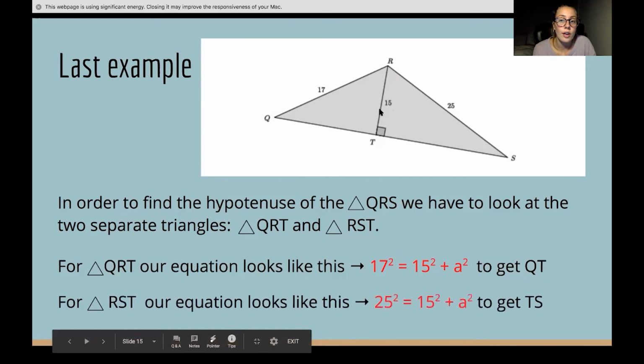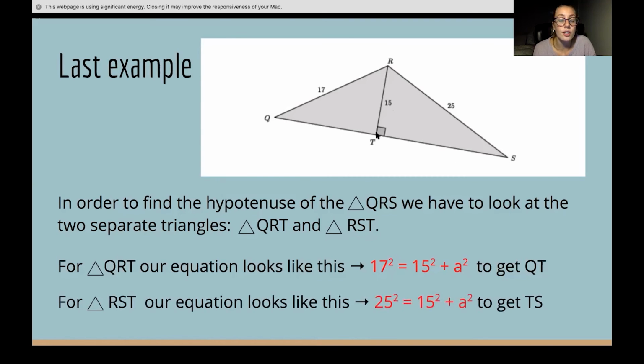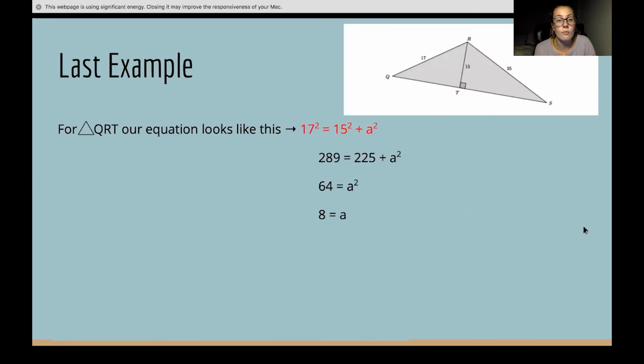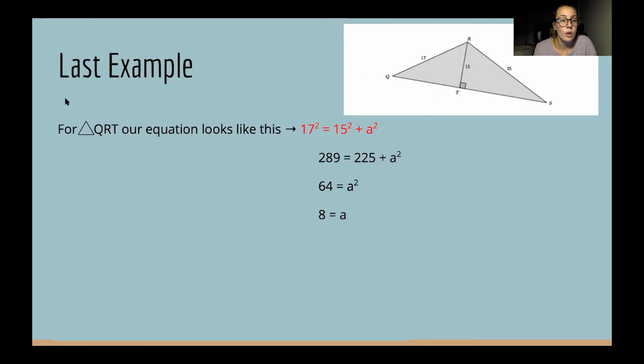Then for the triangle RST, we're going to do the same thing to get this TS. We're going to take 25 squared, which is our hypotenuse, diagonal of the 90-degree angle, which is equal to 15 squared, side B, plus our A squared. And this is going to give us TS. So now we're going to do the math. And if you want to pull out your calculator, feel free to do so.